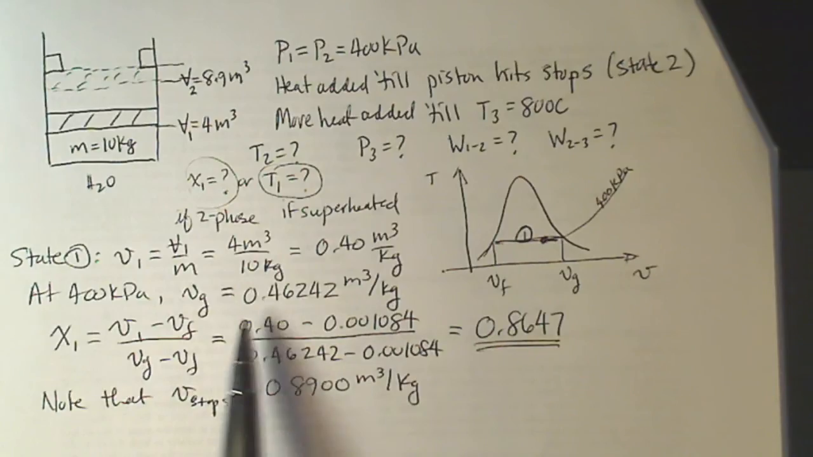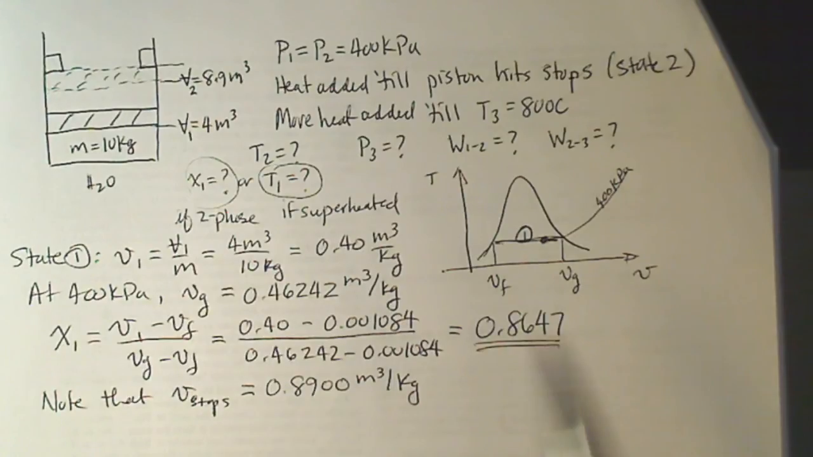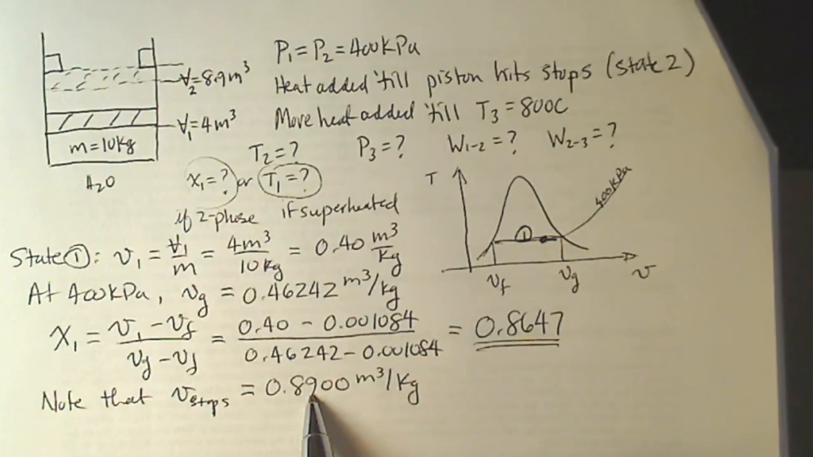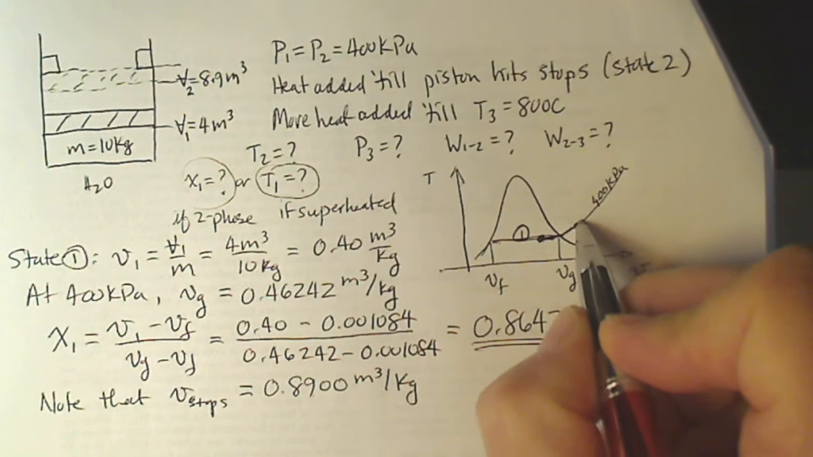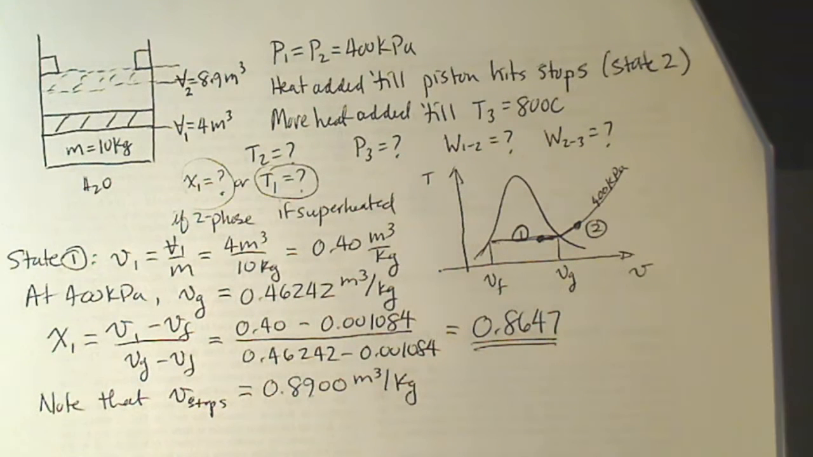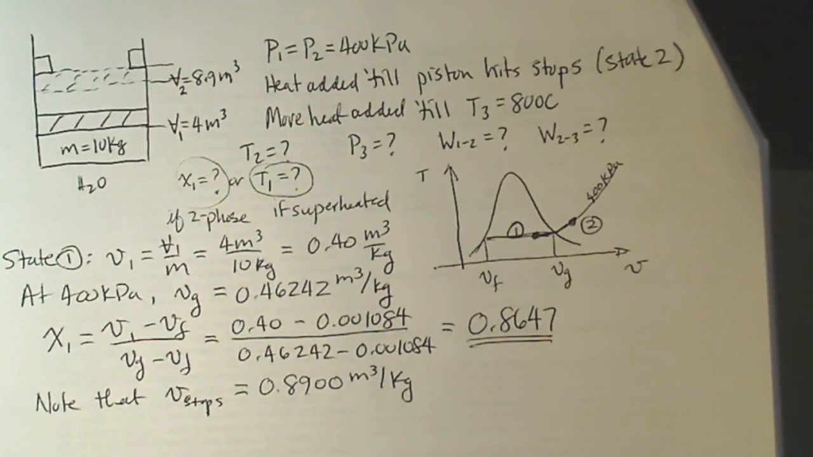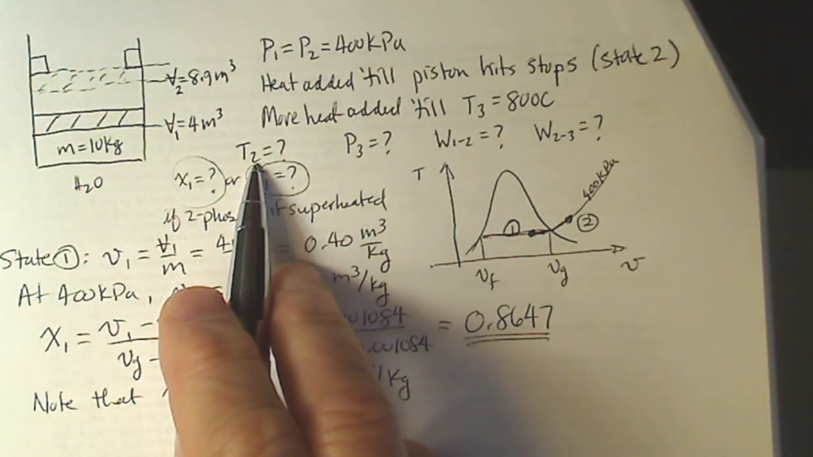Well, we have already discovered that vg at 400 is 0.46242, so I can conclude immediately that it is going to hit the stops. The state at the stops is in the superheated region because this v is much greater than this v. So we'll come out here somewhere like that. Okay, so the question is now, what is the temperature at the stops?